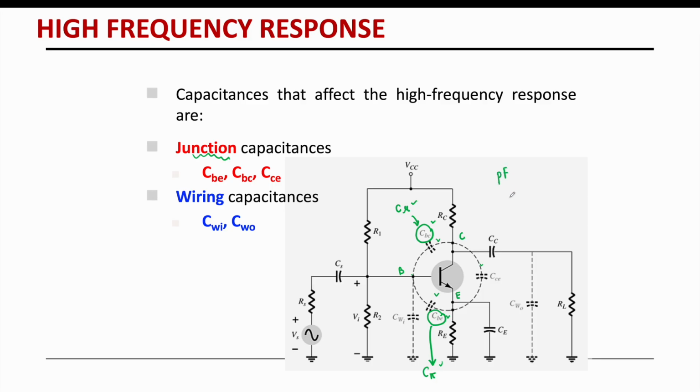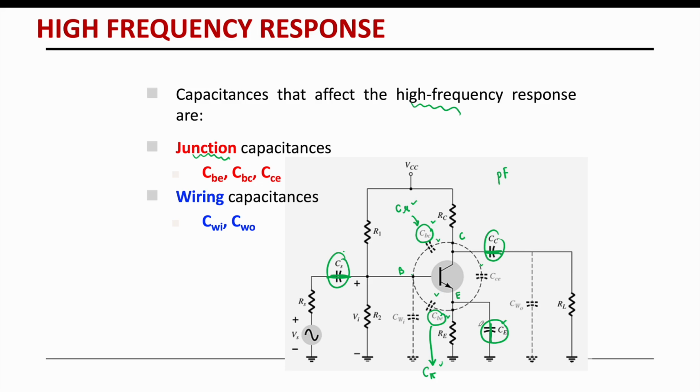And then at high frequency, what will happen to all of these capacitances? CS, CC and CE, our coupling and bypass capacitors, will become short circuit. Because later you need to draw the AC equivalent, so you need to know what happens to all of these other capacitances inside the circuit. So CS will become short circuit, CC will become short circuit, and CE will become short circuit, same as our AC.